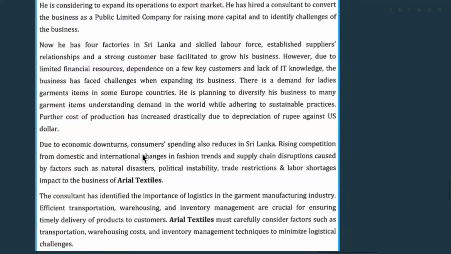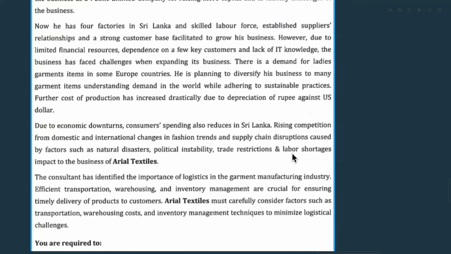So due to economic downturns, consumer spending also reduces in Sri Lanka, right? So economic downturns are an economic factor, and consumer spending is also an economic factor, and this is creating threats for the business. And rising competition from domestic and international players. Competition is a threat, as are fashion trends and supply chain disruptions caused by factors such as natural disasters. So natural disaster comes from the natural environment, and political instability from the political and legal environment. And trade restrictions and labor shortages impact the business of Aerial Textiles. There are a lot of weaknesses, a lot of strengths, a lot of opportunities, a lot of threats.